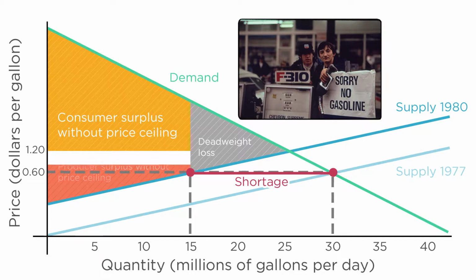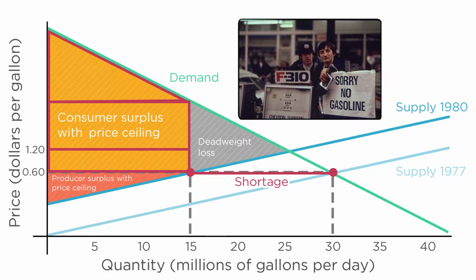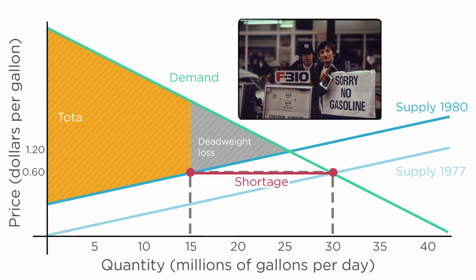Producer surplus drops. It's now this triangle. Consumer surplus rises. It's now this triangle, this rectangle, and this rectangle, which used to go to producers. Overall, consumers end up better off with the price ceiling, and producers are worse off. But if you add up consumer and producer surplus, it's lower than it would be without the price ceiling. That is, total social welfare is lower with this policy than without it.